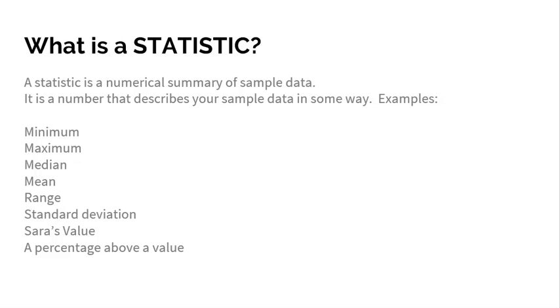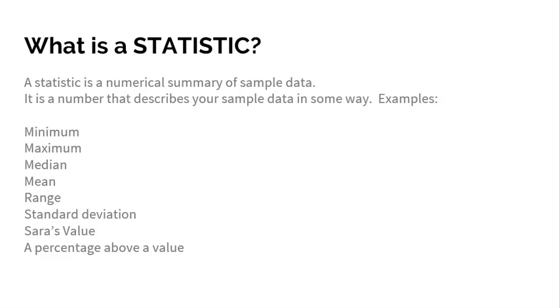Here's a couple examples that you might have heard of and maybe you haven't. The min, that is one value that is the lowest of all the data. That is a statistic. Why? Because it's a number that came from a sample. The max, that's a statistic from a sample. The median, the mean, the range, standard deviation, Sarah's value. Now you might be like, Sarah's value? What I mean by that is any one particular value is a statistic. Why? Because it comes from the sample data and it somehow represents or describes that data. So you'd say, oh, Sarah got a 56. That's Sarah's score. That's a statistic.